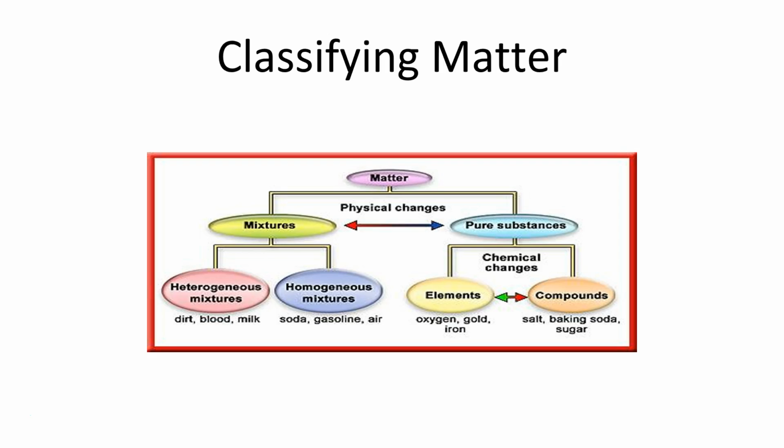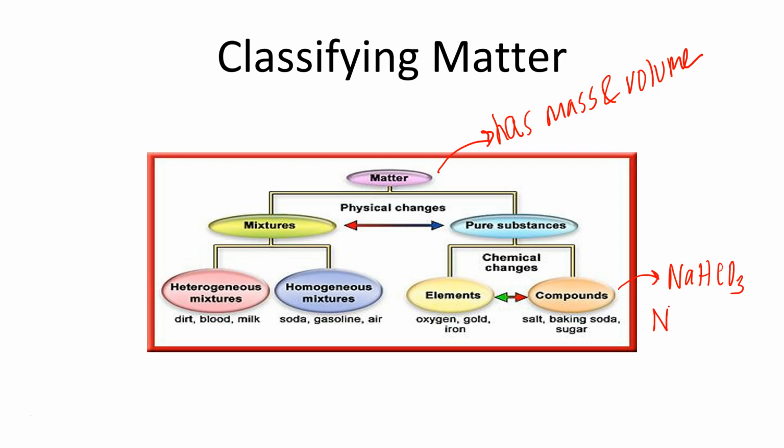So when we started the school last semester, we talked about classifying matter. And matter is anything that has mass and volume. Basically, it takes up space. And matter can be split into these two main categories, pure substances and mixtures. And in pure substances, you have compounds, things that are made up of multiple elements. So baking soda is NaHCO3 or salt, NaCl, multiple compounds. Whereas elements are just like oxygen, gold, iron, just single elements, okay?